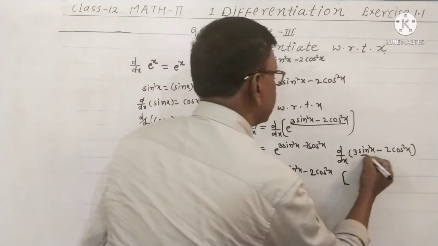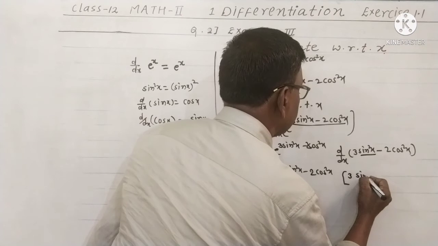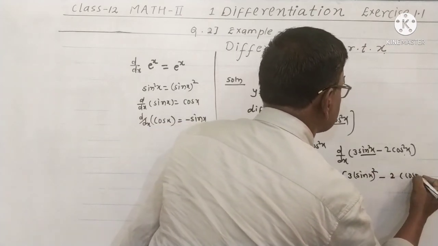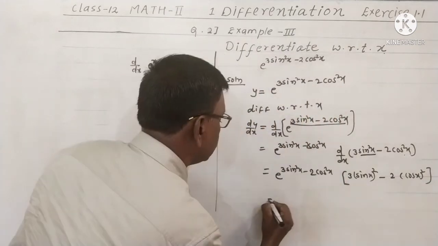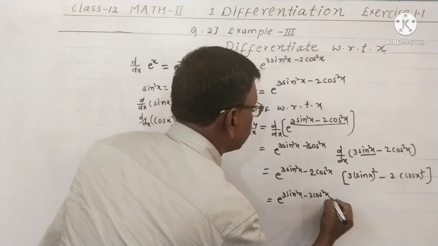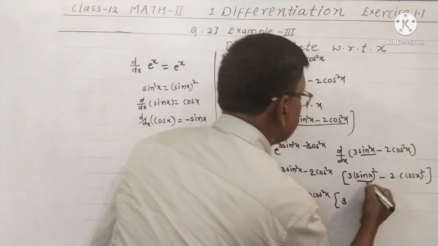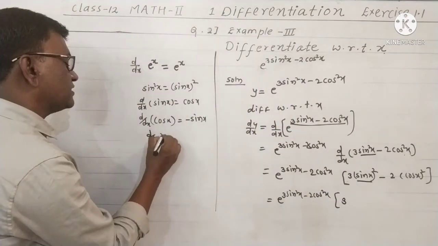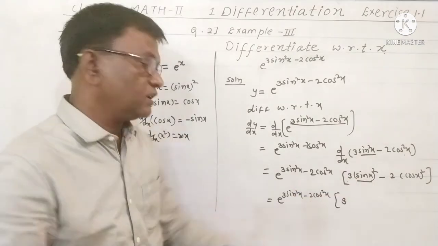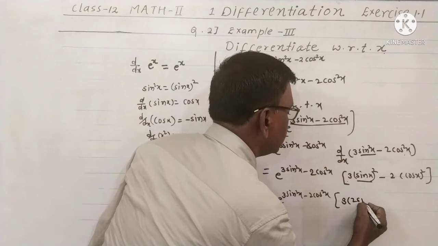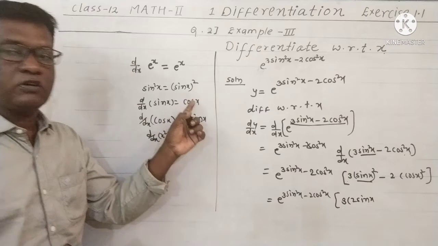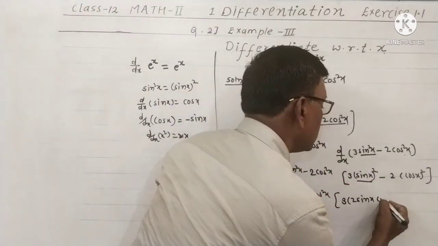We can write sin square x as (sin x) square, and 2 cos square x as 2 (cos x) square, and we have the derivative of 3 sin square x minus 2 cos square x. We can find the derivative as 3. We have the formula d by dx of x square is equal to 2x. In the same way, the derivative of sin square x is 2 sin x, and again take the derivative of sin x, which is cos x. So the chain derivative of sin x is cos x.